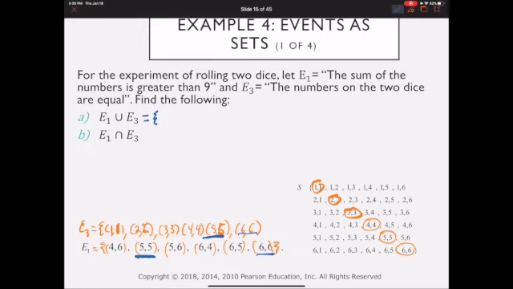Okay, so I'm going to take all the elements in E3 and all the elements in E1, but if one already occurs, I'm not going to repeat it. So I have (1,1), (2,2), (3,3), (4,4), (5,5), (6,6), and then I have (4,6), (5,6), (6,4), and (6,5).